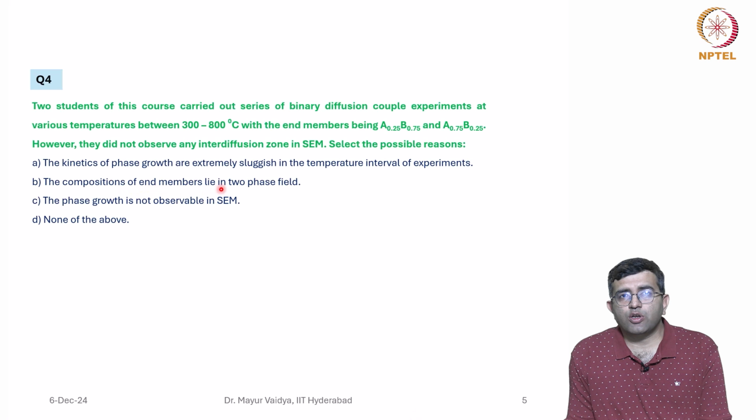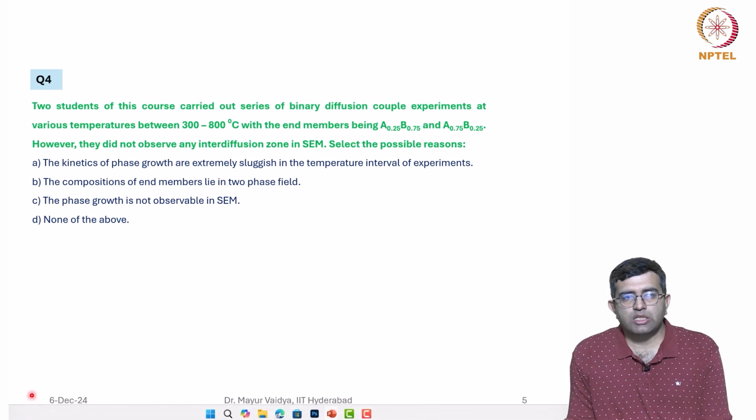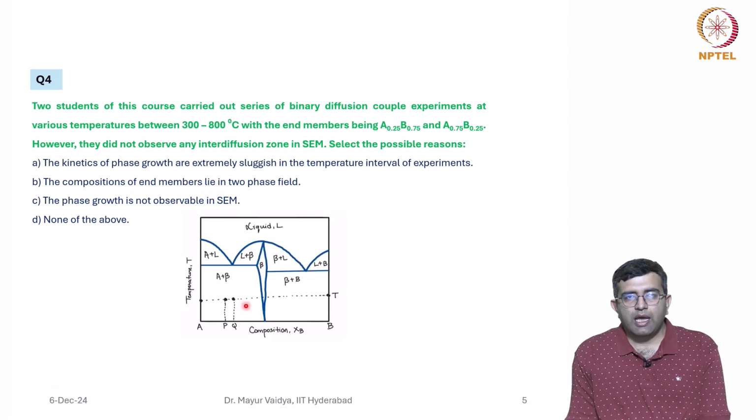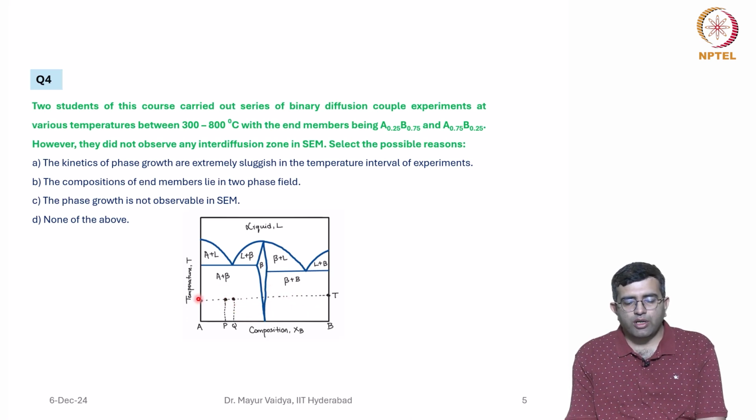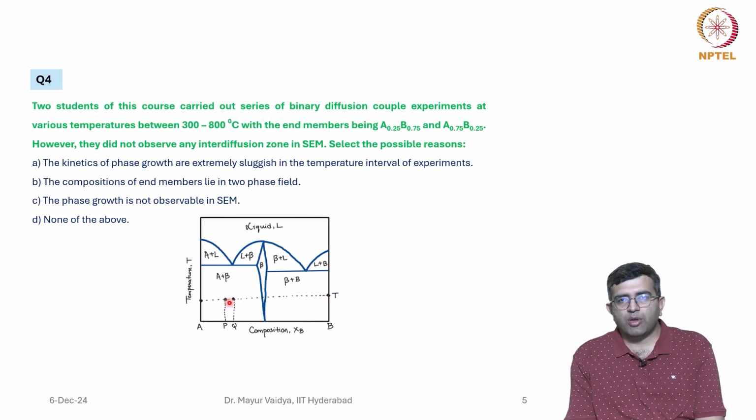Second is that the composition of end members lies in a two phase field. We have seen that when we have a phase diagram of this kind, where there are two phase regions, a single phase region, and again a two phase region, and we plot a chemical potential diagram as a function of composition, in the two phase regions the chemical potential remains the same. The mu B remains horizontal in both these regions, which means that if you make a diffusion couple of these alloys P and Q, there will be no gradient in chemical potential, and if there is no gradient in chemical potential, there will be no diffusion taking place.